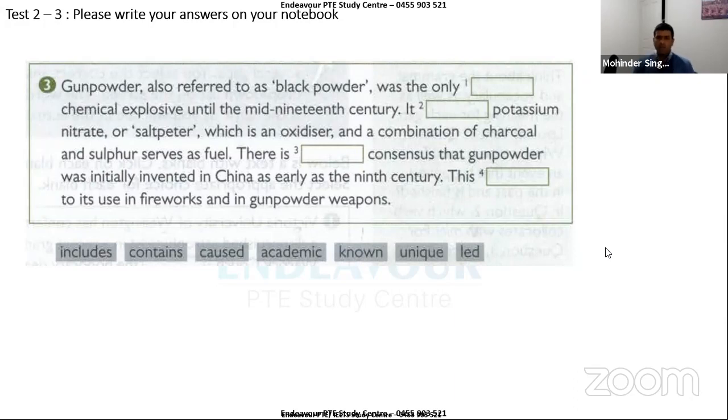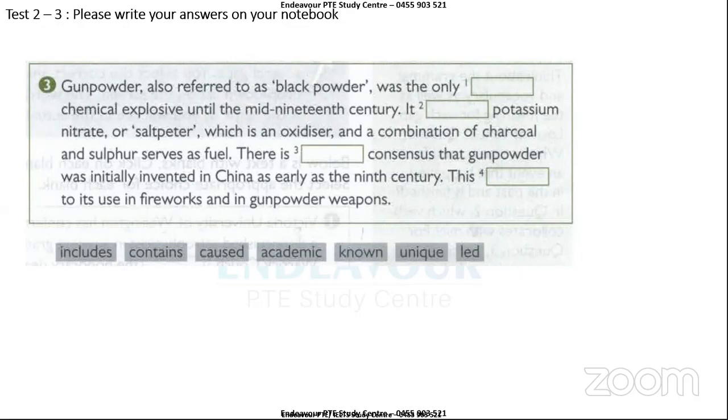So the first one is "only known." That's pretty good. "Only known chemical," and so on. And then the second one is "contains." Manmeet, you've got "unique," "only unique chemical explosive." They're saying "also referred to as," so they're talking of "only known chemical explosive," not unique, right? Excuse me, sir. Yes, because I also put "unique" there, because we normally use the word "known as." That's why I put "unique" there.